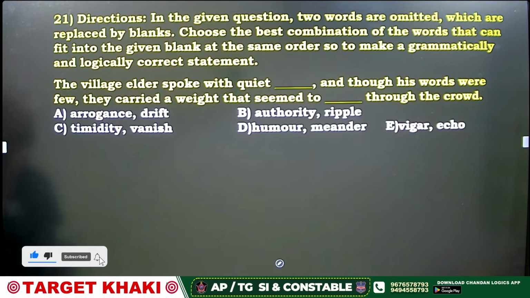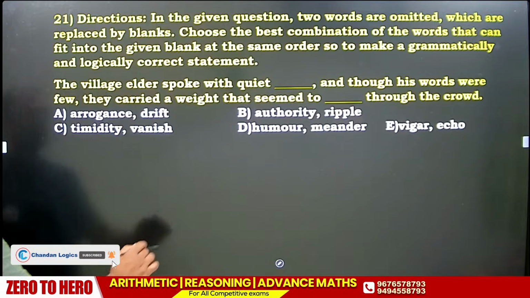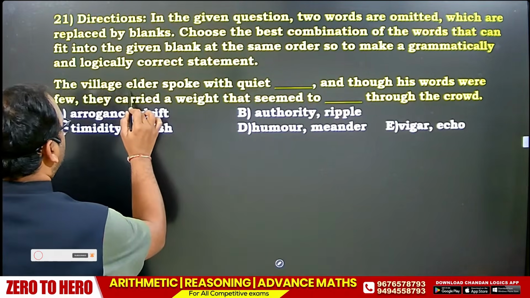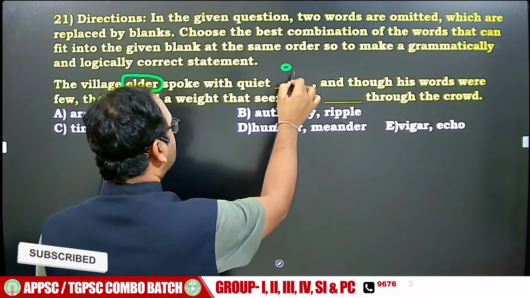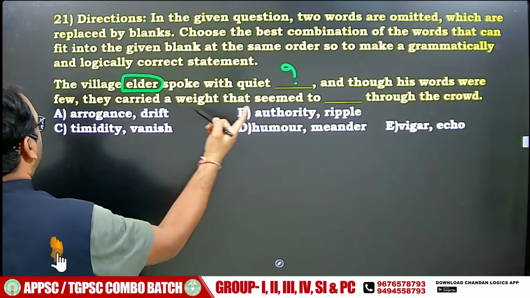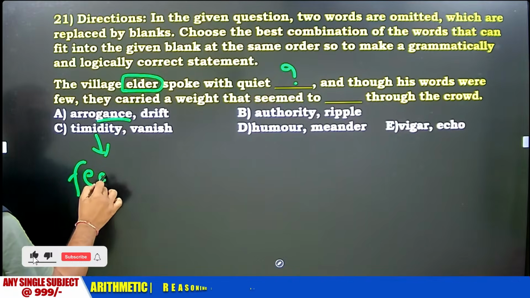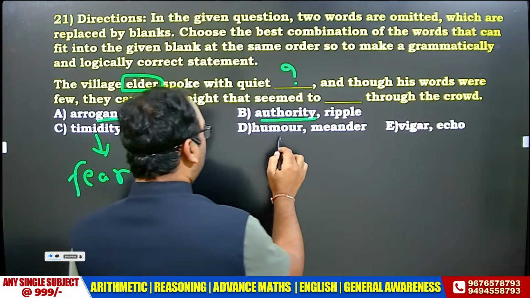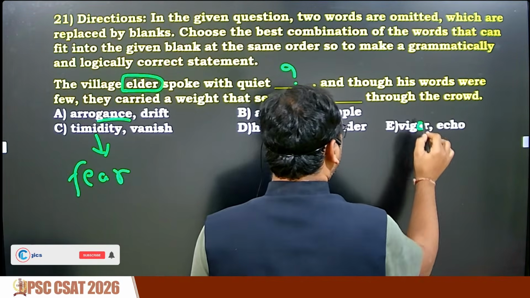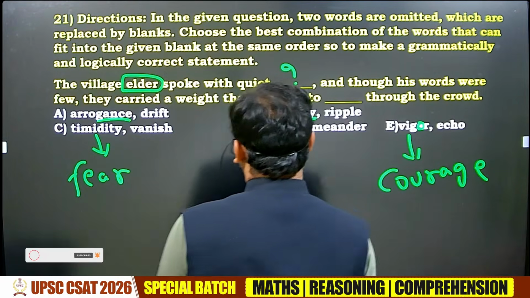Yeah, answer. The village elder spoke with quiet dash. So here already something is there. How did he speak? Did he speak with arrogance? Did he speak with timidity? Timidity means fear. Did he speak with authority? Did he speak with jokes? I think the spelling is wrong. Vigor. Did he speak with courage? So how did he talk?